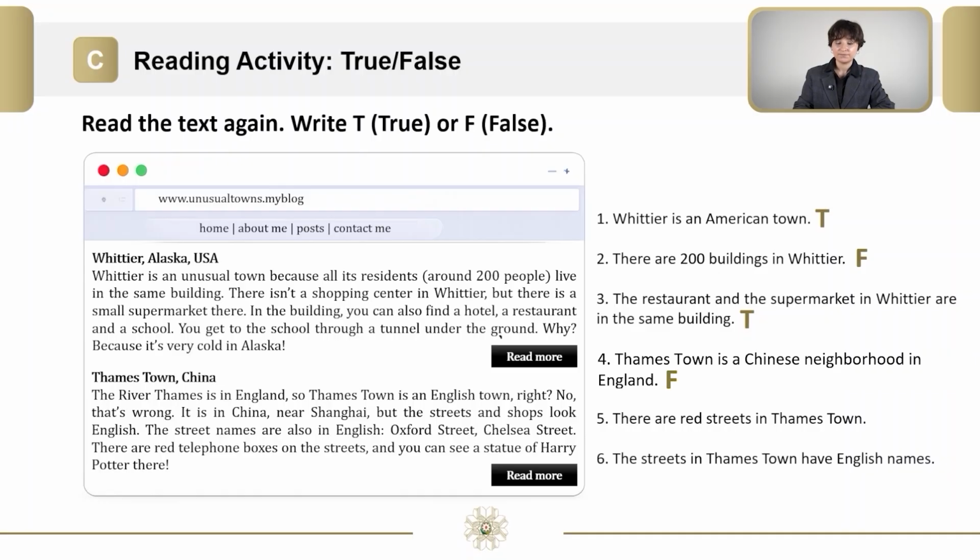It is false. Fifth sentence is, there are red streets in Thames Town. It is false. And last sentence is, the streets in Thames Town have English names. That is correct. Well done.